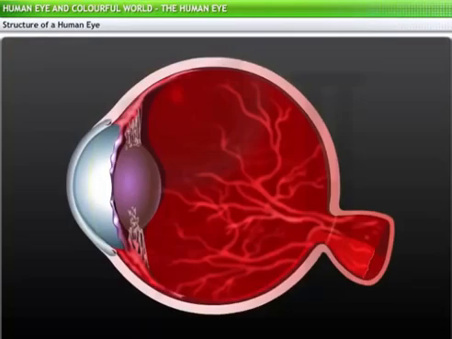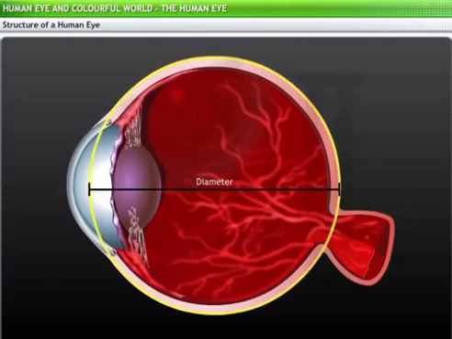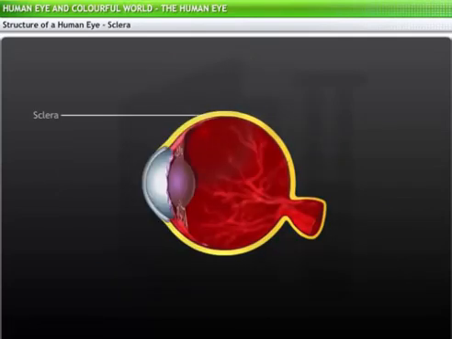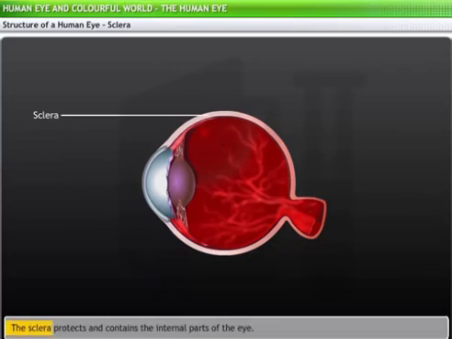A human eye is spherical in shape, with a diameter of approximately 1 inch. It constitutes about 30 major and minor parts. Let's start with the sclera, or sclerotic. Sclera is a tough white fibrous tissue that protects and contains the internal parts of the eye.